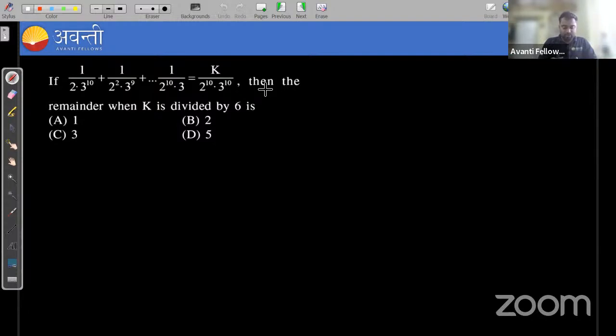So what is the procedure we will follow in this question? What is the approach? How can we solve it? Okay, so let's start with the solution.